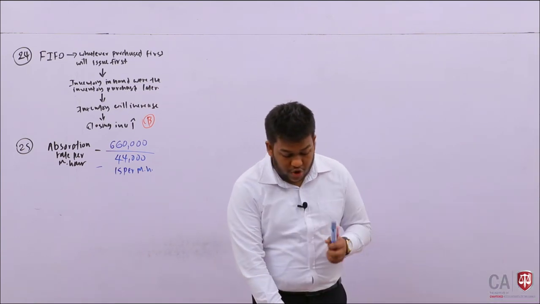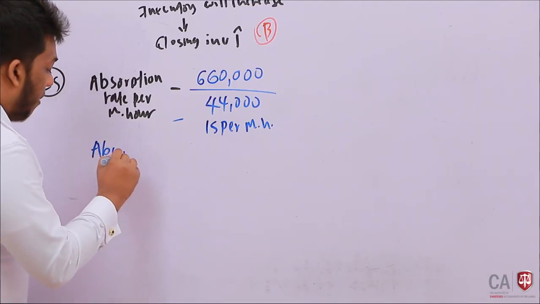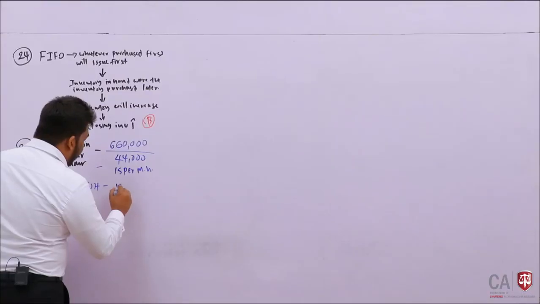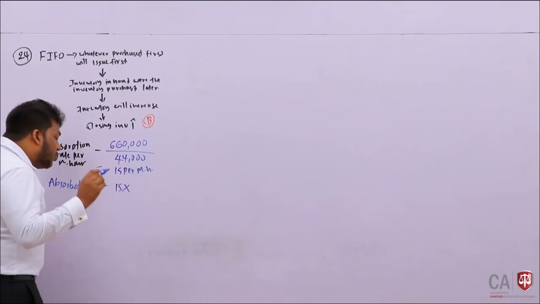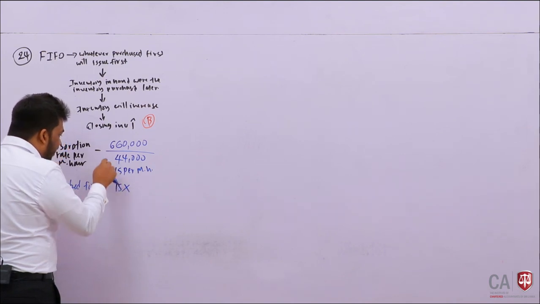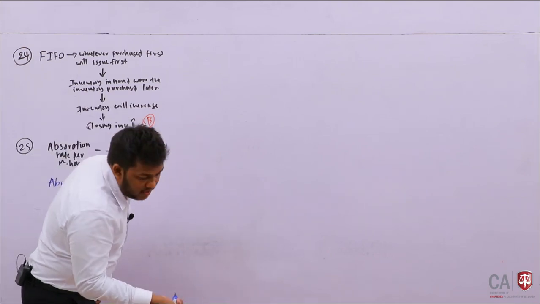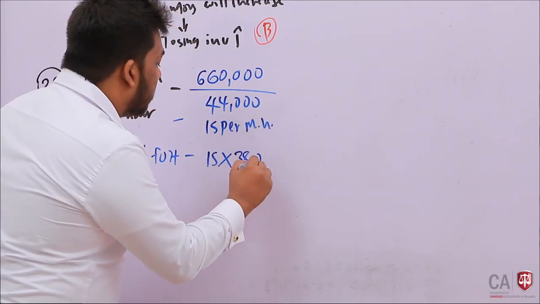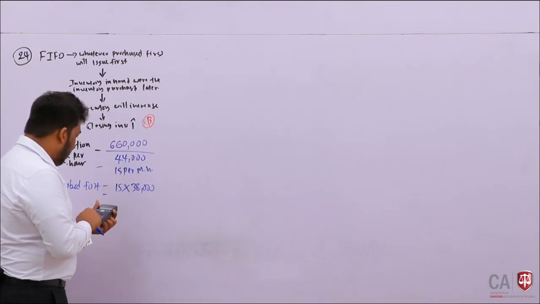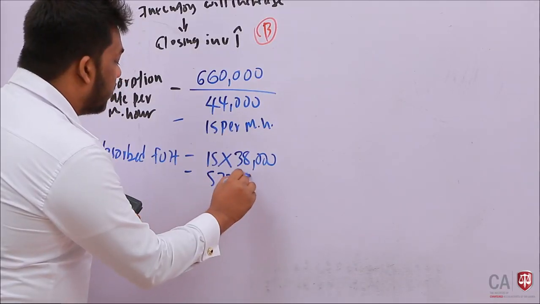So you have to absorb. How to get the absorbed fixed overhead? Absorbed fixed overhead will be 15 per hour into the actual number of hours. Standard rate, no, this is the budgeted rate. The absorption rate into the actual hours. Actual hours will be 38,000. So absorbed fixed overhead will be 570,000.